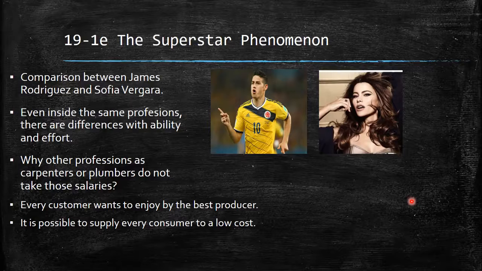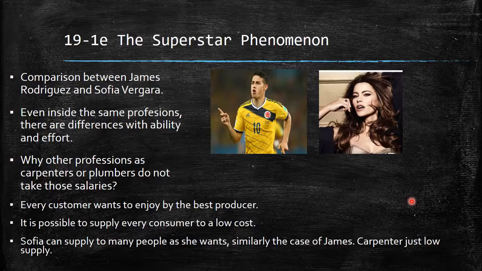You just need to turn on your TV and you can enjoy the magic of soccer, and the same with acting, the TV series Modern Family. Then you really have a low cost and you can supply everyone. Sofia can supply as many people as she wants. Similarly, in the case of James, the carpenter, it is just low supply. So at the end of the day, this is why there are huge differentials between these kinds of professions.